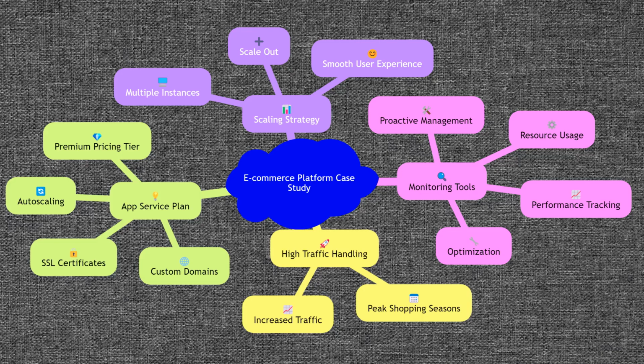Let's consider a case study of an e-commerce platform that needs to handle high traffic during peak shopping seasons. By provisioning an app service plan with a premium pricing tier, the platform can leverage advanced features like auto-scaling, custom domains, and SSL certificates. During peak times, the platform can scale out to multiple instances to handle increased traffic, ensuring a smooth user experience. Additionally, monitoring tools can track performance and resource usage, allowing for proactive management and optimization.